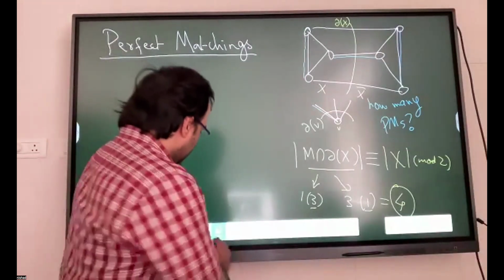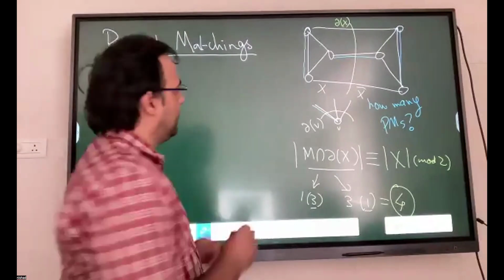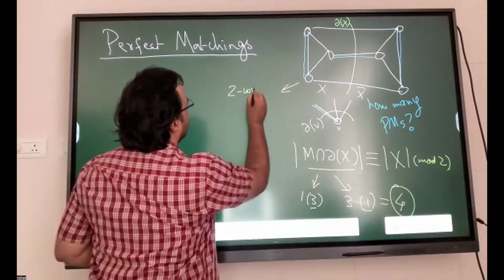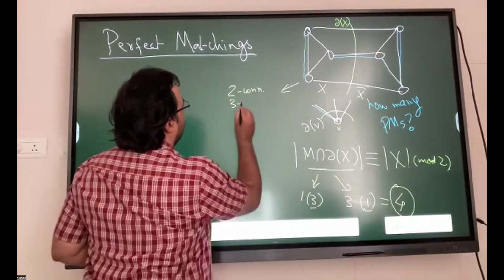Okay. So observe that this graph is a 2-connected 3-regular graph.